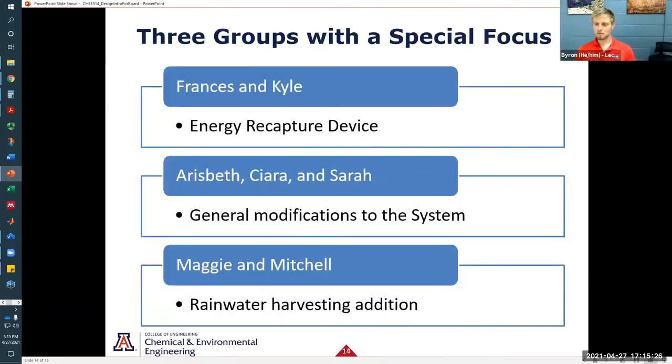We do have 3 groups ready to present today. So Kyle and Francis, you all will start out. They have a energy recapture device that they looked at. Erisbeth, Sierra, and Sarah have general modifications to the systems. And then we're going to wrap up today with Maggie and Mitchell on some rainwater harvesting addition. Get excited, you all. These presentations are great. I'm really looking forward to seeing how they go.